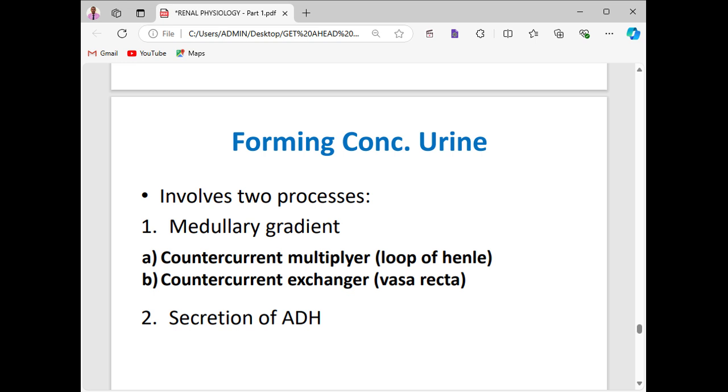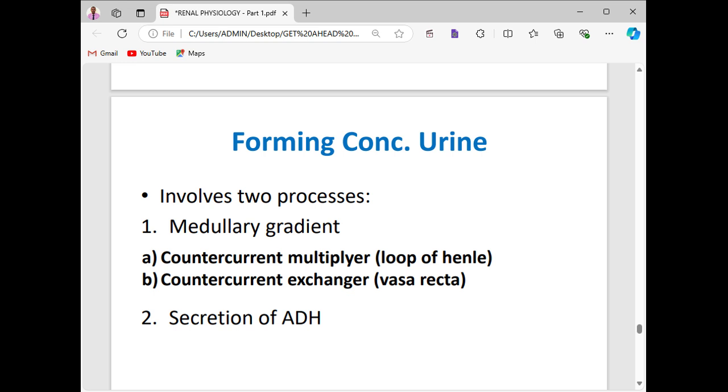Under the descending vasa recta, oxygen and nutrients diffuse out while waste products diffuse in. And then in the ascending vasa recta, oxygen and nutrients diffuse in while waste products diffuse out. So during this exchange, we have the preservation of the osmotic gradient, which minimizes washout of ions and solutes. Okay, and it helps maintain the concentration of urea and other solutes in the medulla.